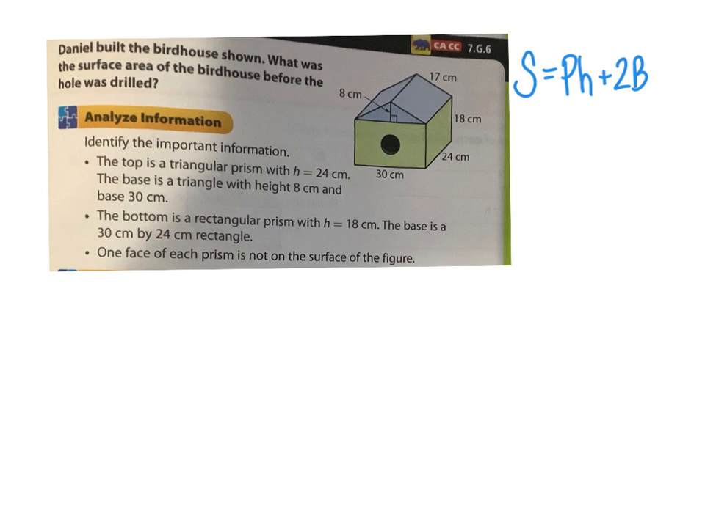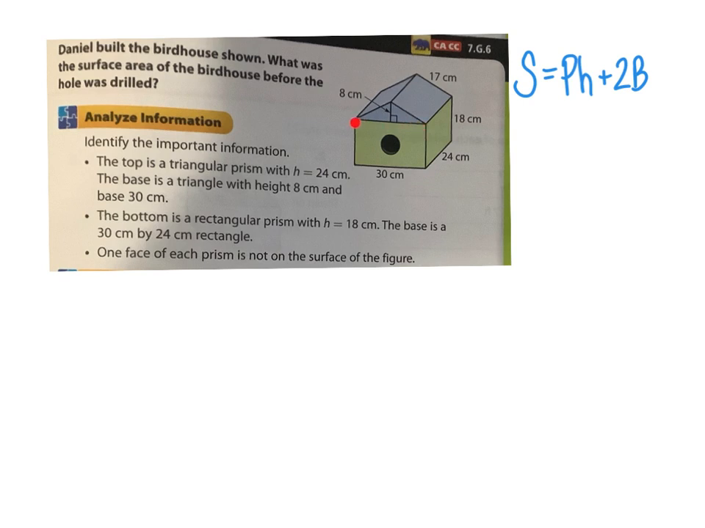Now, we could have done it. If they had drilled the hole, we would have found the whole surface area. Then we would have found the area of that little circle and subtracted it from the whole thing. But for now, thankfully, they're not asking us to do that. So, no problem. Here we go.